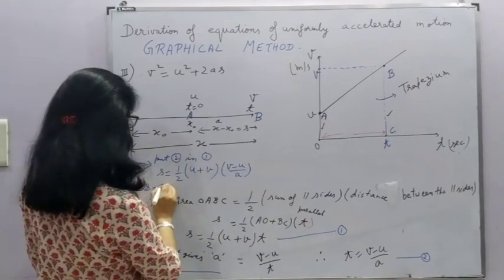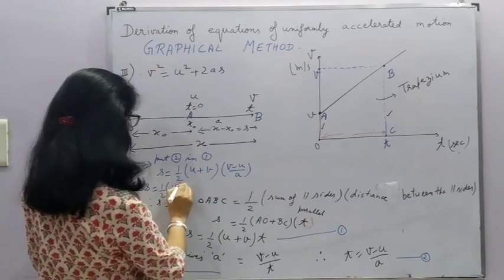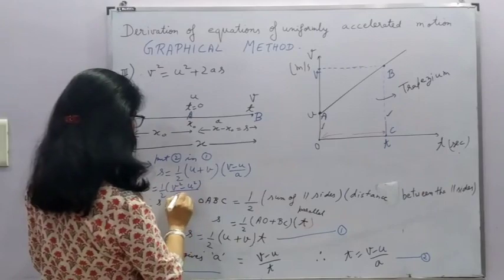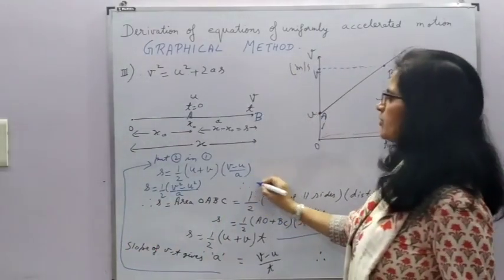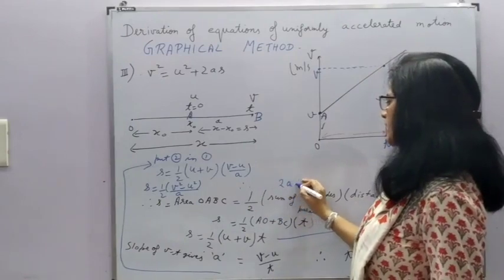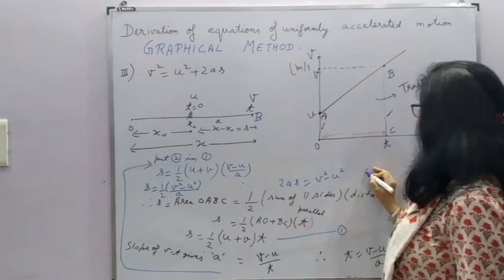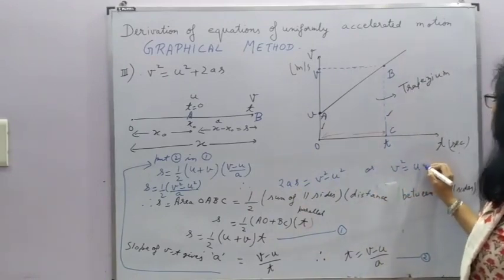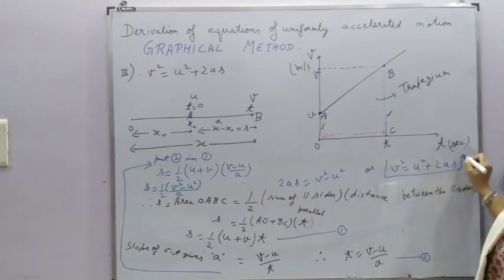This is a plus b, this is a minus b. So this can be written as half, a plus b into a minus b is a square minus b square, and a remains as it is. So this becomes our third equation of motion. 2as is equal to v square minus u square, or v square is equal to u square plus 2as. This is our third equation of motion.